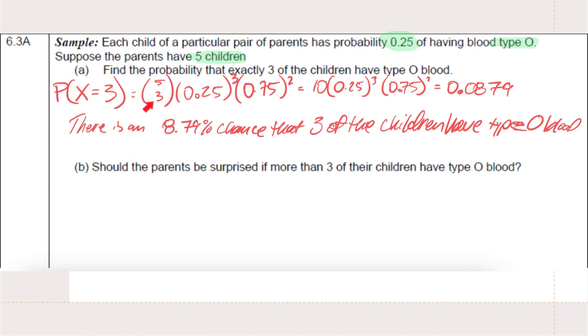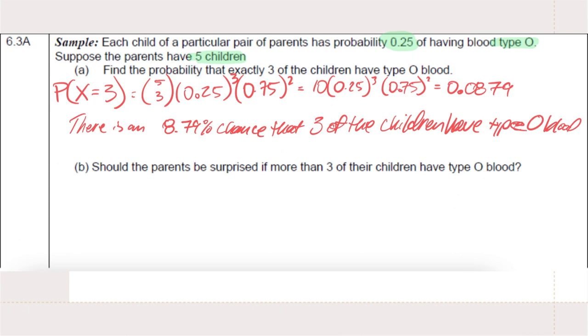So we have 5 choose 3. We have 0.25 for type O. This is our success probability, and it's raised to the 3rd power because it's raised to k. K is our 3 here, the number of successes. Then we multiply it times the complement, which is 1 minus 0.25, so that's 0.75. We raise that to n minus k, the difference between our number of trials and our number of successes. So we have 3 successes and 2 failures, meaning 2 of the children do not have type O blood. 5 choose 3 is 10, so the binomial coefficient is 10.